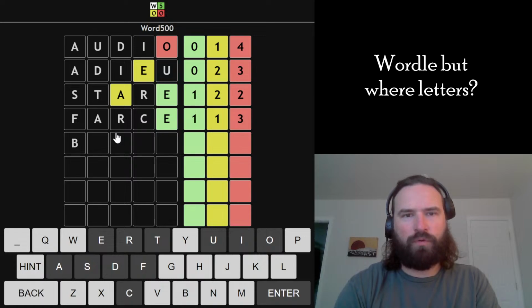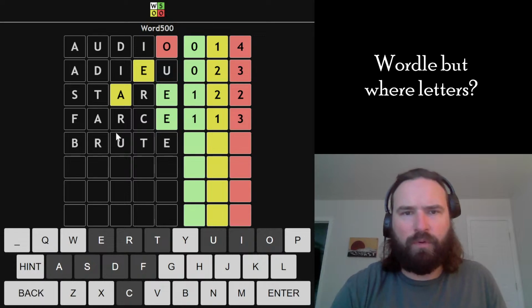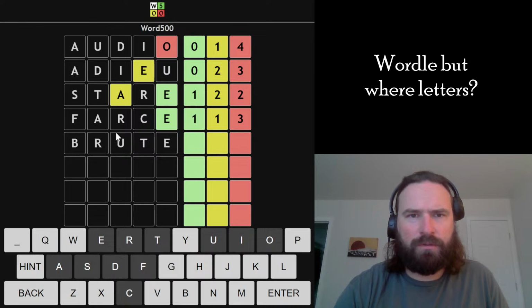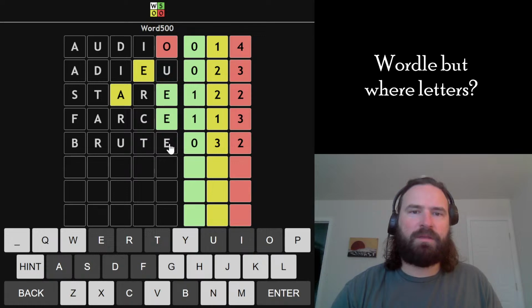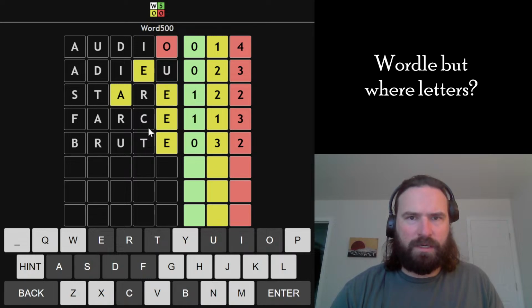Oh, I could do brute. Okay, brute would work. It's not brute, and the E doesn't go here. So that's why I kept the E in the same place for so long. So eventually we get all yellows, and now I know that the E doesn't go here. So I'm going to have to figure out which of these letters is actually green each time. And that makes this pretty interesting.